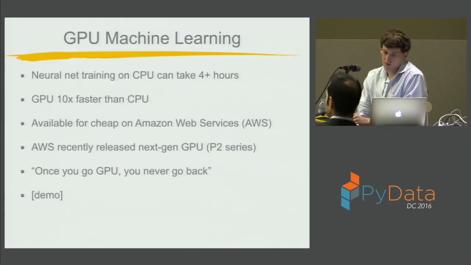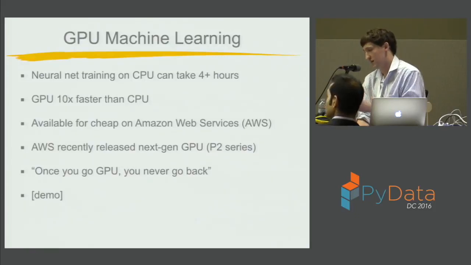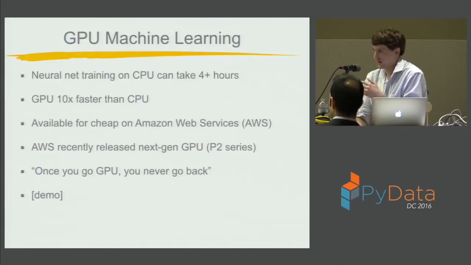I was using the first generation of GPUs on AWS. I think it was really cool. I think Amazon released the P2 series, which is the fancy, expensive version of GPUs, a few days ago, and I haven't tried that yet. I do want to try that. But even on the really old, kind of crappy GPUs, I got a 10x speed up improvement, which is really great. Once you use a GPU, you just don't have the patience for anything else. Once you go GPU, you never go back.